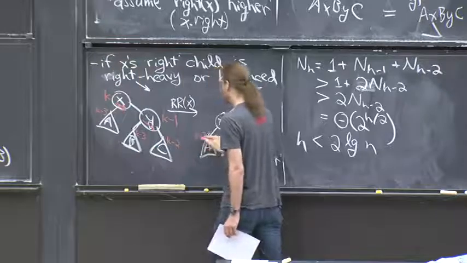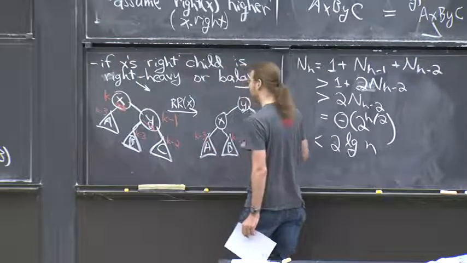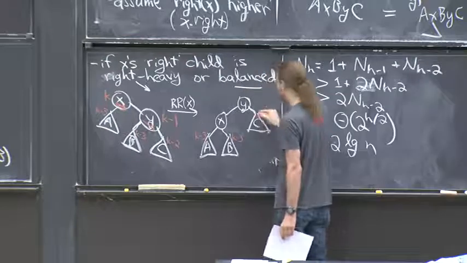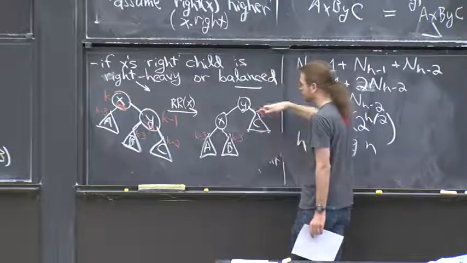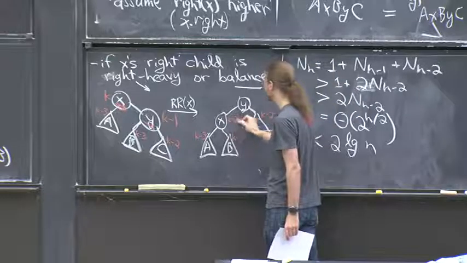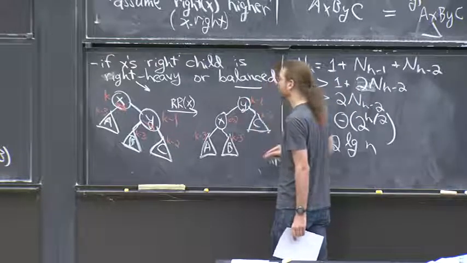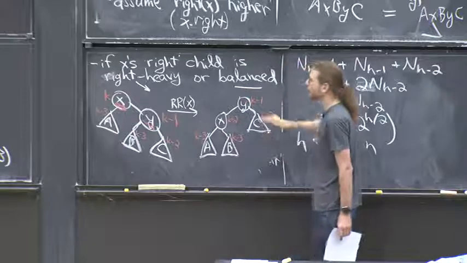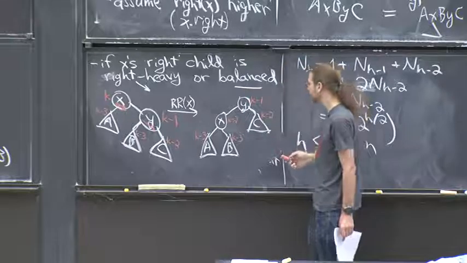So we have k minus 3 for A, k minus 3 for B, k minus 2 for C. Those don't change because we didn't touch those trees. And height is about going down, not up. And so this becomes k minus 2, and this becomes k minus 1. And so we change the height of the root, but now you can see that life is good.